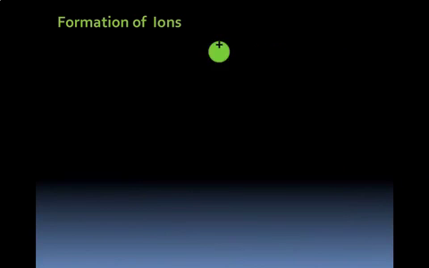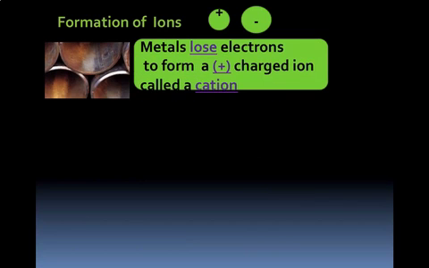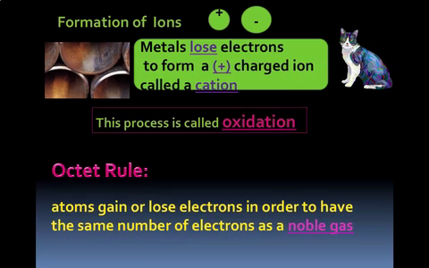So, to form an ion is going to have a positive or a negative charge depending on if it's gaining or losing electrons. Metals will lose electrons and form a positively charged ion, because they're losing negatives, so they end up being positive. This is called a cation, not a caution, but a cation. This process is called oxidation.